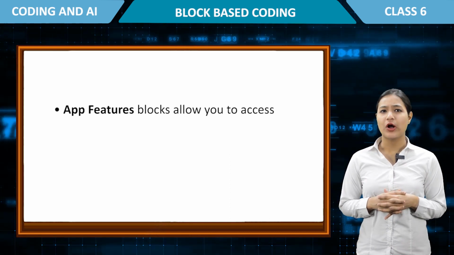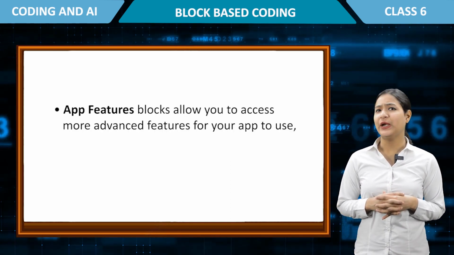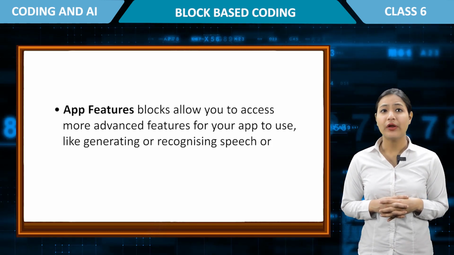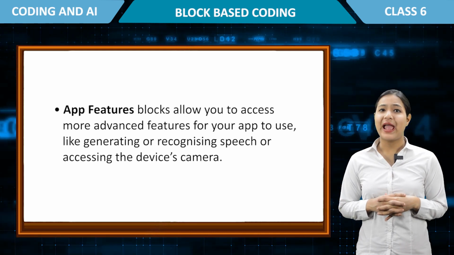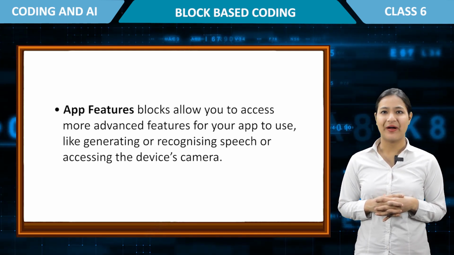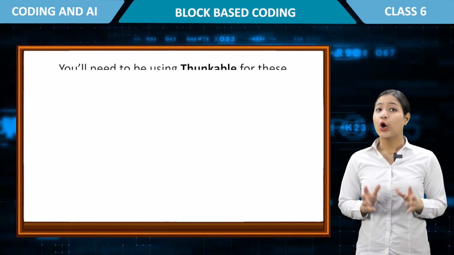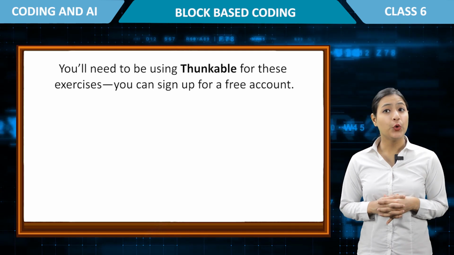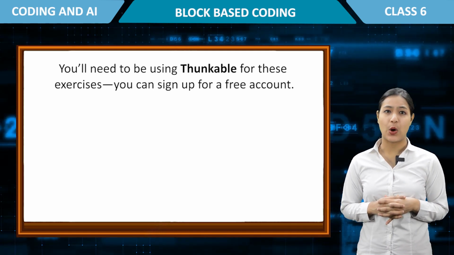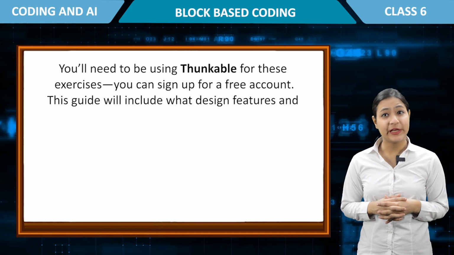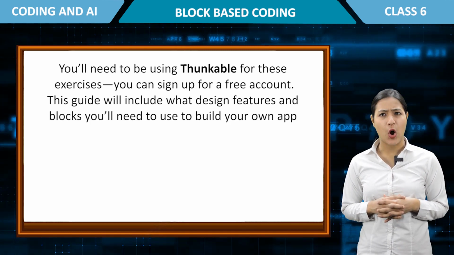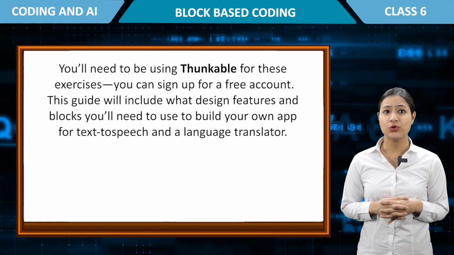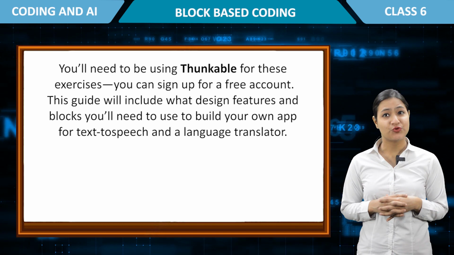App features blocks allow you to access more advanced features for your app to use, like generating or recognizing speech or accessing the device camera. Thunkable exercises. You will all need to be using Thunkable for these exercises. You can sign up for a free account. This guide will include what design features and blocks you will need to use to build your own app for text-to-speech and a language translator.